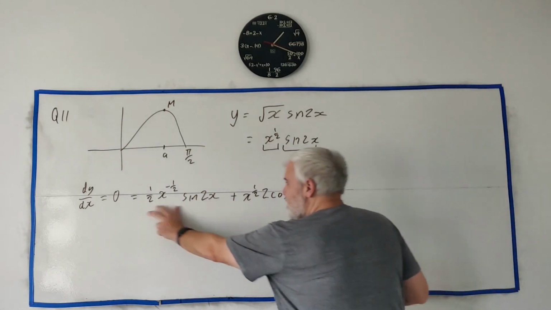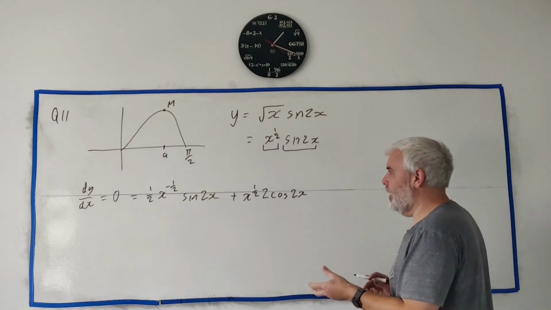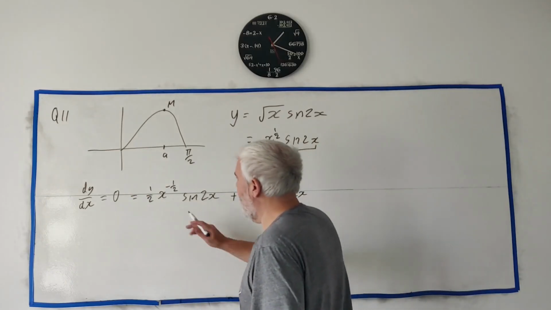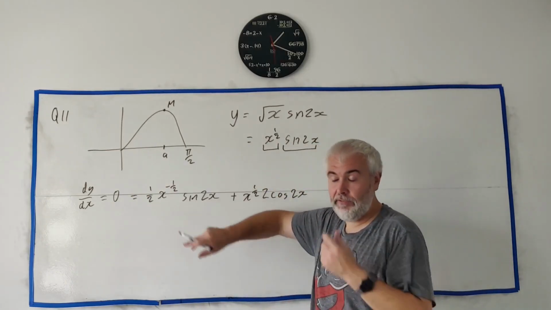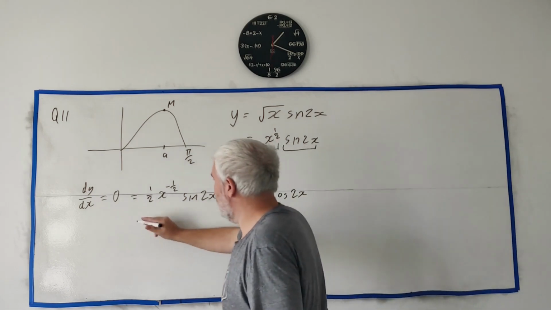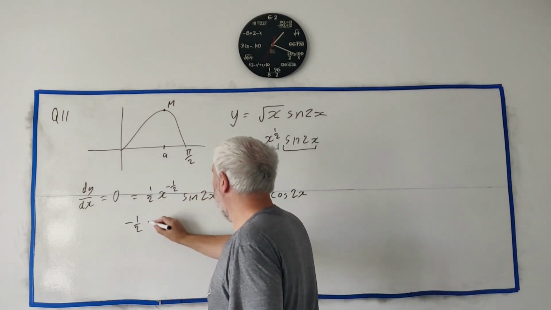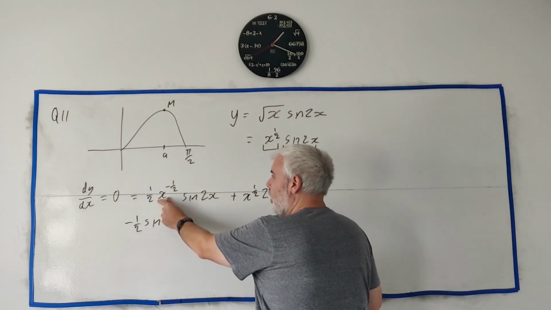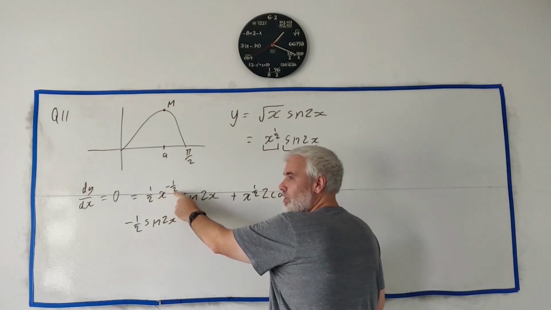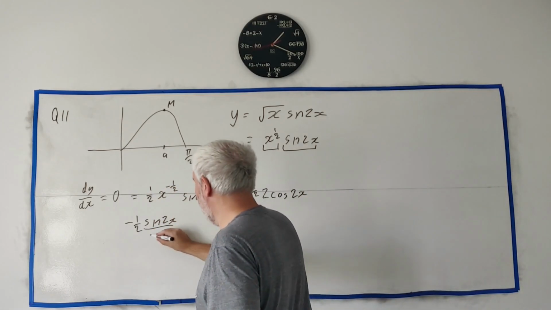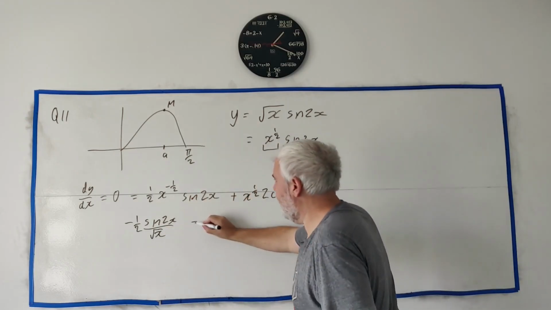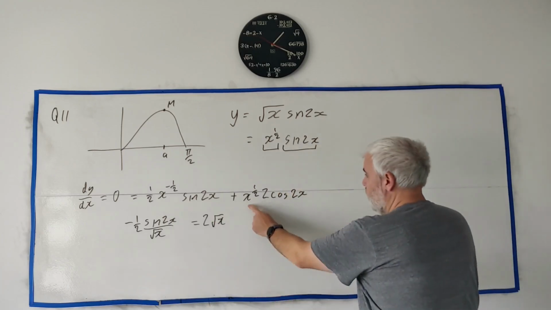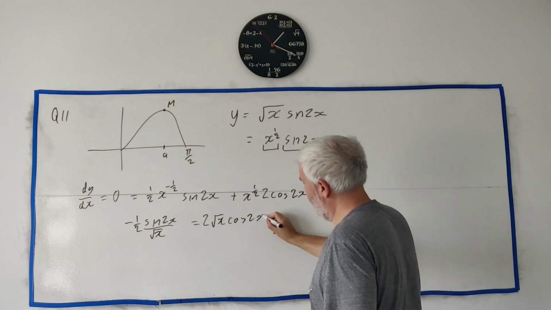Okay, this all equals 0. This is an equation. We can clean this up. Let's move one of them over the equals, and we'll change these powers of a half back into square roots. So this will become minus a half times sine 2x. And this is a minus square root, so that means it's on the bottom row. So that's divided by square root of x. And we'd leave this on the other side, that'd be 2 square root of x times cosine 2x.